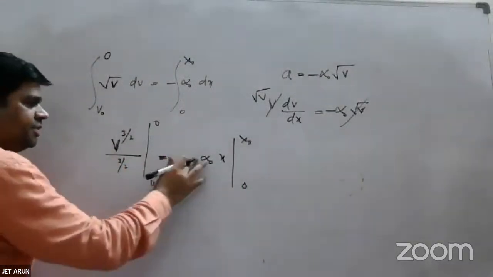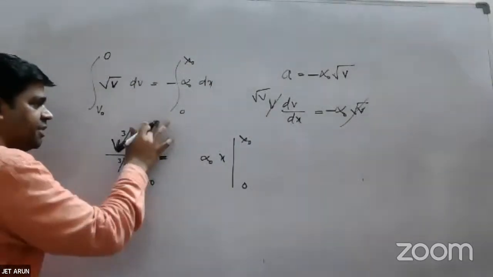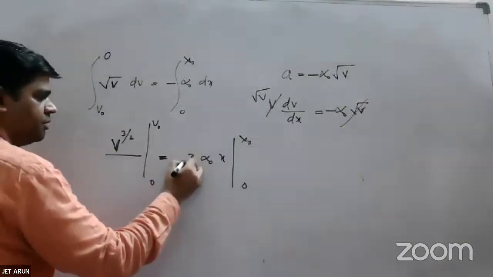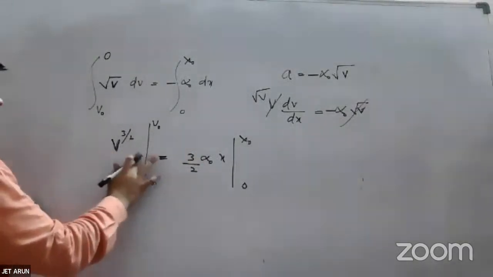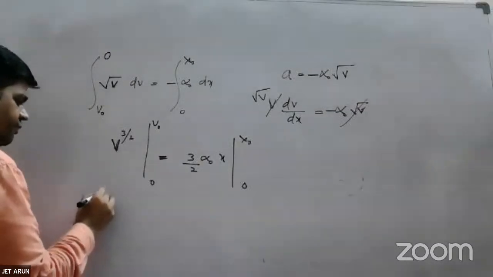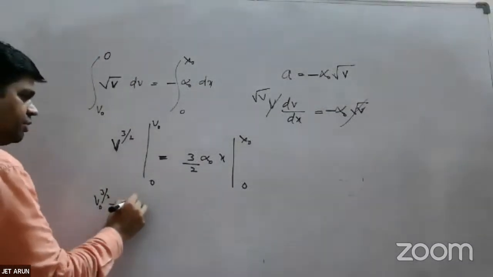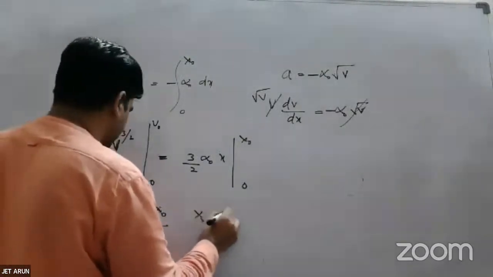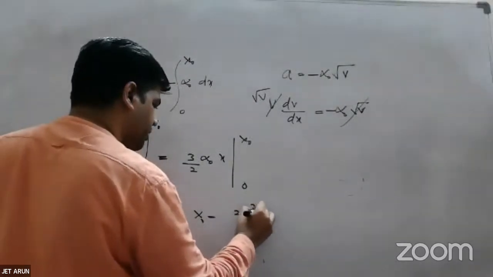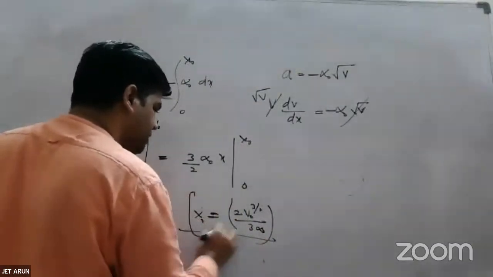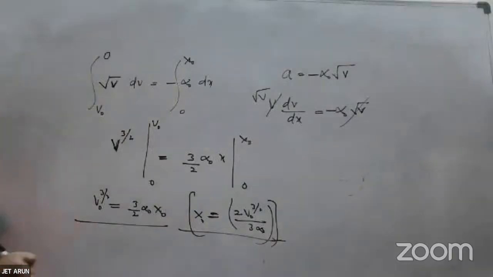Alright. Now I remove this minus and reverse the limits. I send this 3 by 2 across. So I substitute the limits now. v naught power 3 by 2 is equal to 3 by 2 alpha naught x naught. So x naught is equal to 2 v naught power 3 by 2 by 3 alpha naught. So that is the stopping distance, the distance to stop. The particle does not come back. It will stay there forever. It stops.